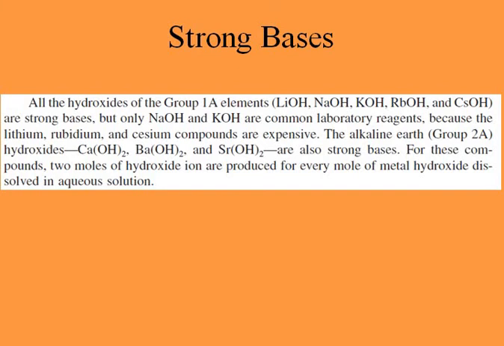strontium hydroxide, are also strong bases. For this compound, 2 moles of hydroxide ions are produced for every mole of metal hydroxide dissolved in aqueous solution. Why? Because we have 2 hydroxide ions there in their formula. So that's how you can define strong bases. So mostly from group 1A and group 2A we have strong bases.